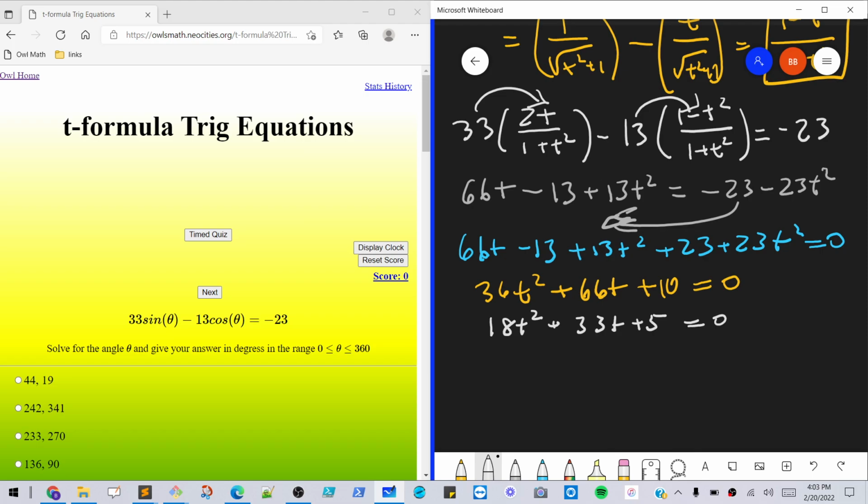Let me think about this. Oh, I think I got it. Okay. Sometimes the factorization doesn't just jump out. You may have to mess around with it, but let's see. I'm thinking we do 6t times 3t, and we do 5 here, 1 here, plus. Yeah, that's gonna work.